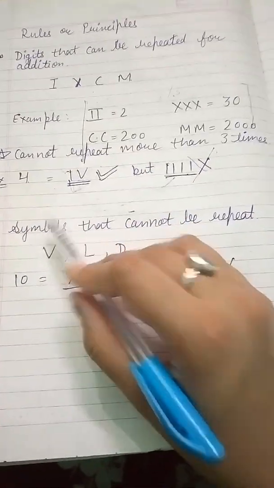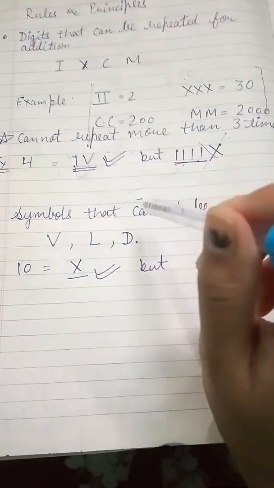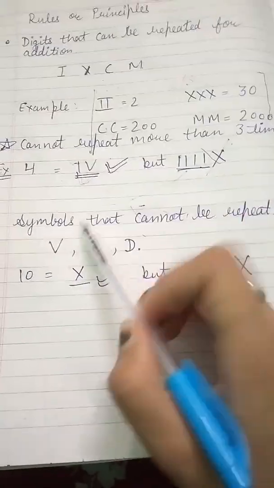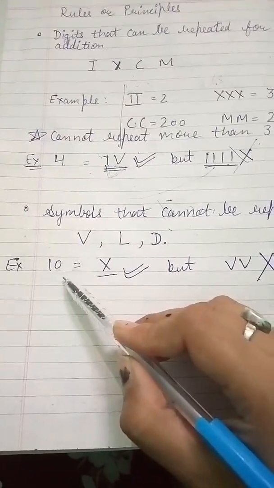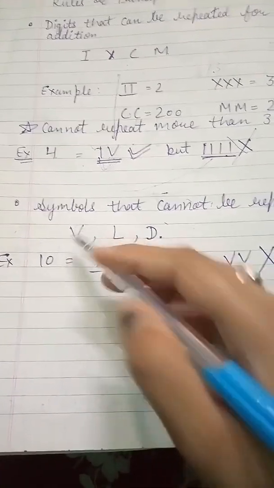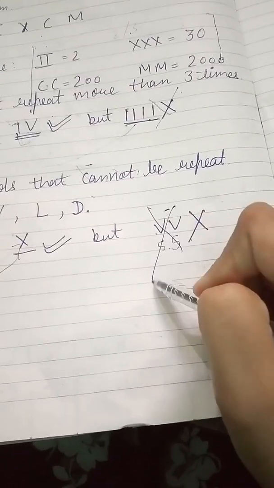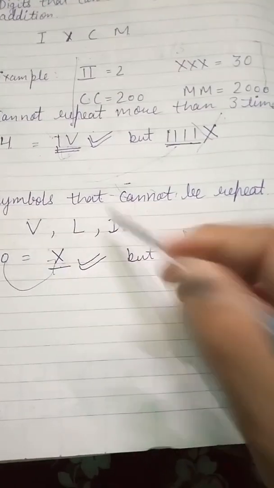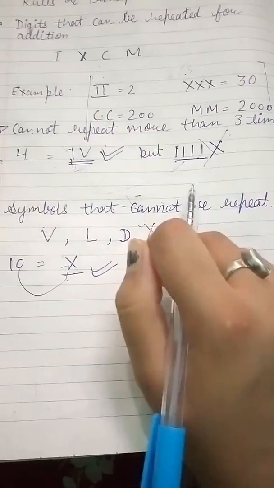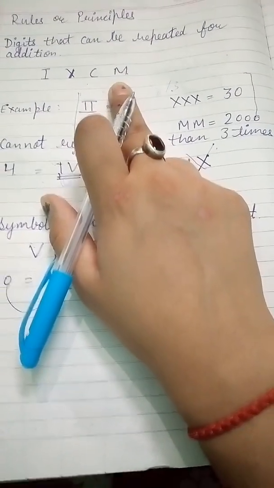Now, symbols that cannot be repeated: the others can repeat up to 3 times, but the symbols that can't be repeated are V, L and D. For example, in Roman numbers we write 10 as X. But we cannot write 5 plus 5, V V, for 10 like this. No, this is the wrong method. We have to write it like this. These symbols cannot be repeated. Keep in mind, only the others can be repeated, and only up to 3 times, not more than that.